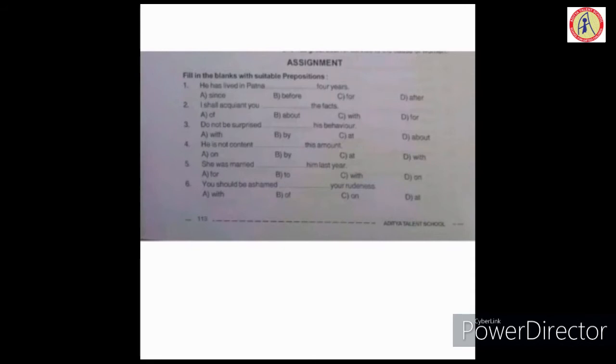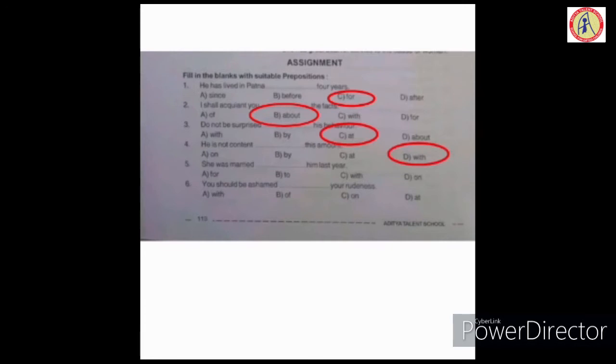So, which preposition has to be followed? Since, before, for, after: for. I shall acquaint you dash the facts: of, about, with, for: about. Do not be surprised dash his behavior: with, by, at, about: at her behavior. He is content dash this amount: on, by, at, with: with this amount.